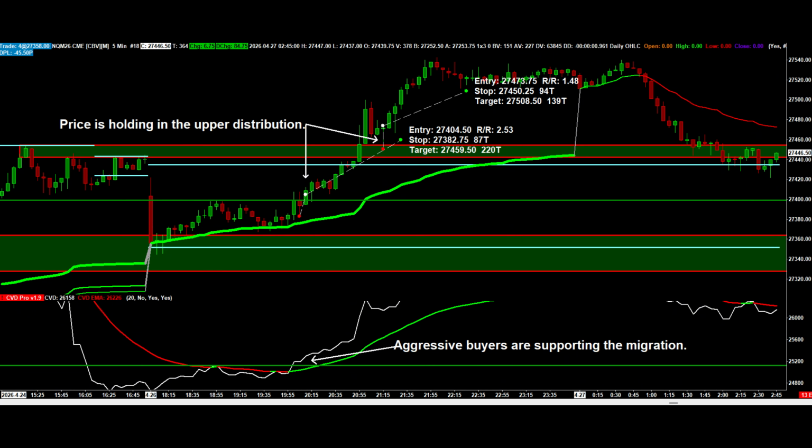That is a higher quality trade, not because CVD was rising, but because value migrated higher and CVD confirmed that buyers were willing to defend it.